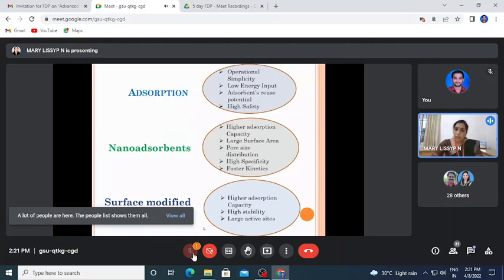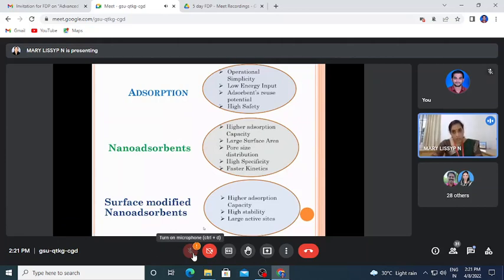You can see here the simplicity in the operation, the low energy input, and the reuse potential of the adsorbent is high, safety in the operation also. And apart from the adsorption, as I told, the advantages, let me come to the nano-adsorbents. Why nano-adsorbent? You can see here, when we go to the size of the particle, if you are concentrating on a nanoscale particle, what is the advantage?